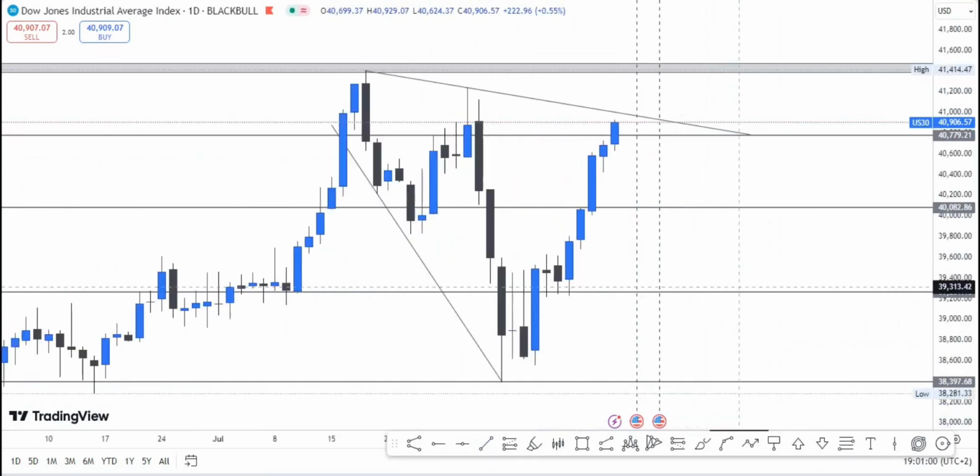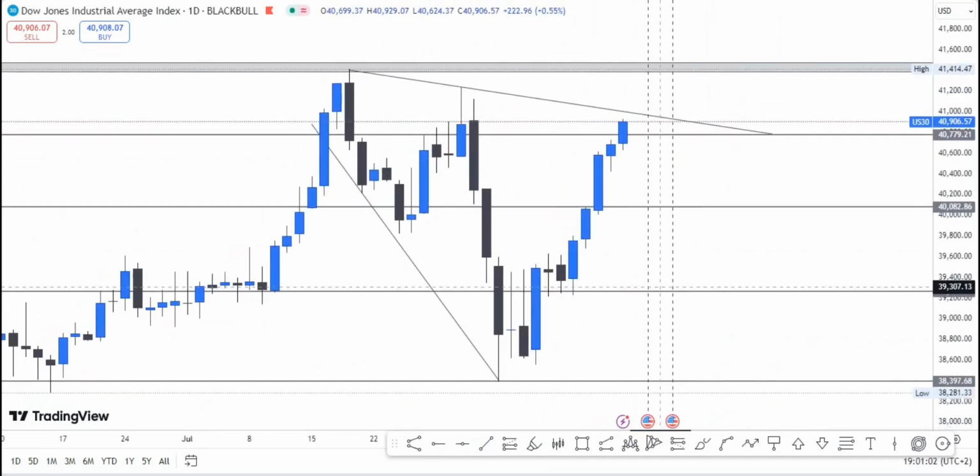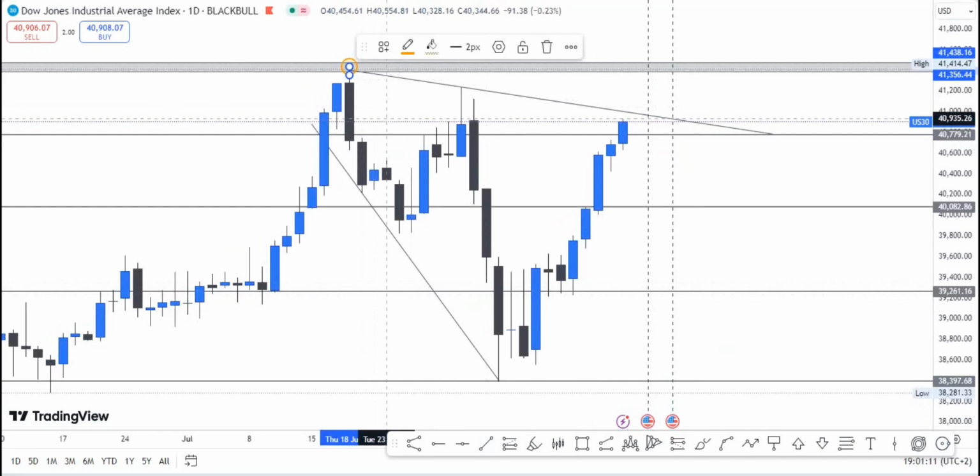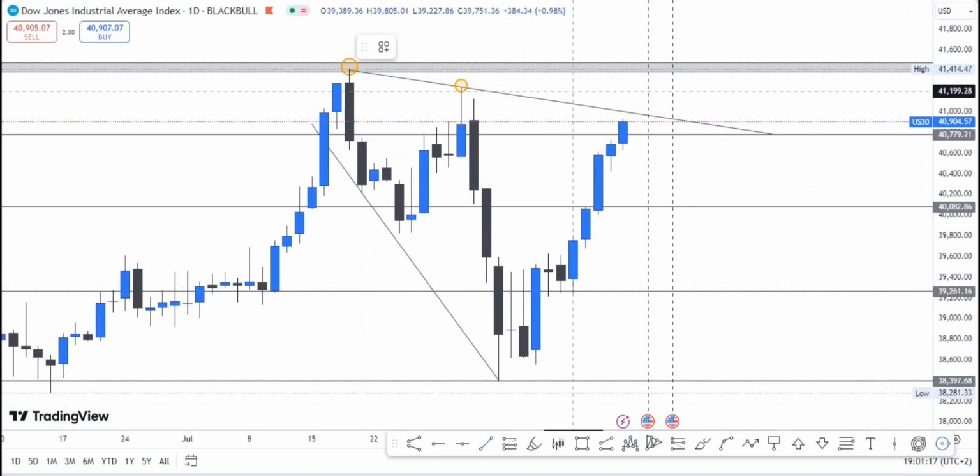So remember, guys, you need to go with the tertiaries. So what's happening here is that on this trend line, we're having a first touch here, and we had a second touch here, so we don't have a third touch here.